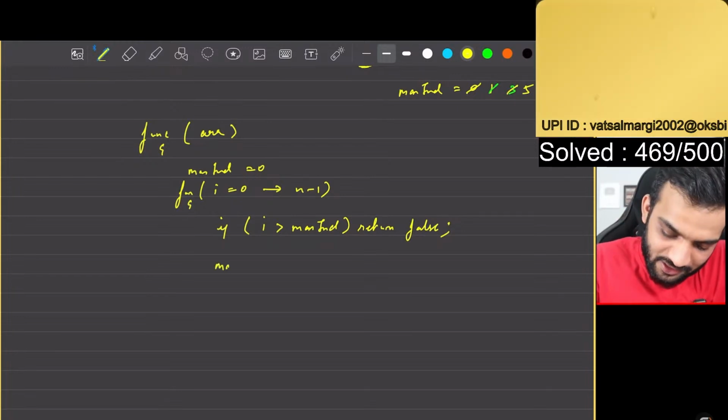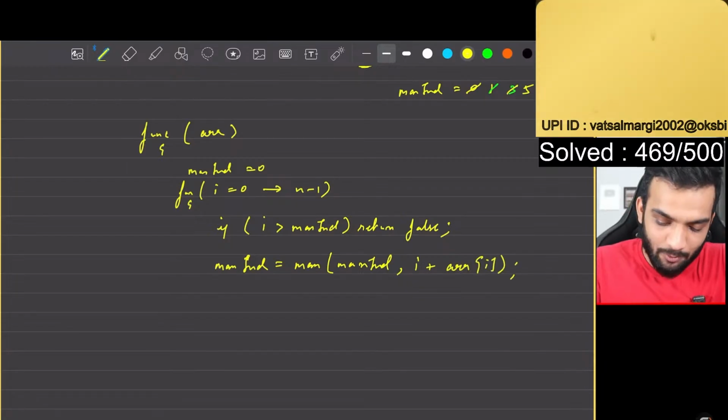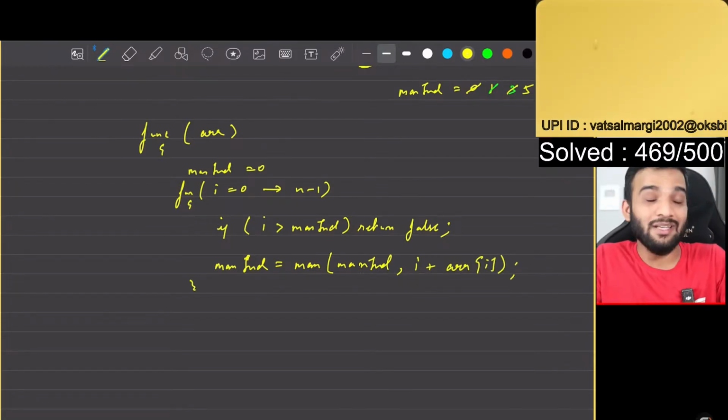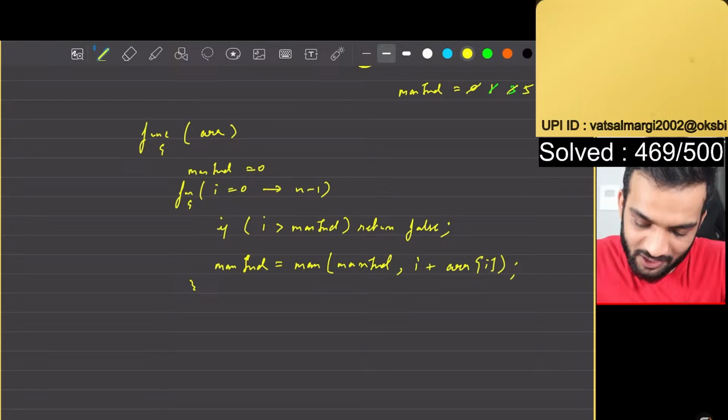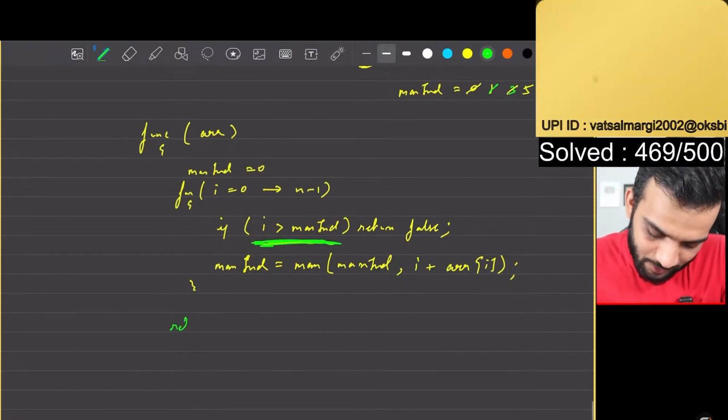Correct? Apart from it, can I say max index can always be updated to max of (max index, i plus array[i]), whatever jump is given to you. At any moment, if max index is greater than or equal to n minus 1, you can stop. And if this condition never happens, which means you're able to reach the last index, thereby you can straight away say return false.